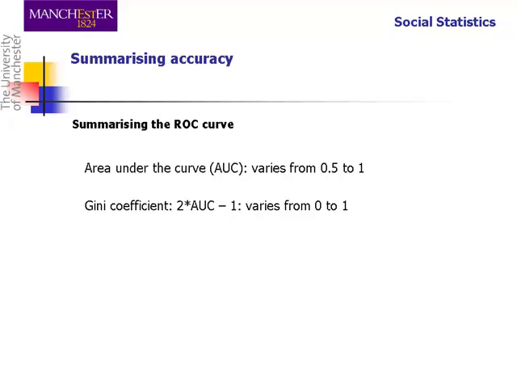So what people usually do is that they transform the area under the curve to what they call a Gini coefficient, which is twice the area under the curve minus 1, and that varies from 0 to 1. So in this particular case, the area under the curve is probably something like 0.7, so the Gini coefficient is about 0.4. But clearly you can have all kinds of different curves with different summaries. So that gives us a summary of the effectiveness of our risk score.